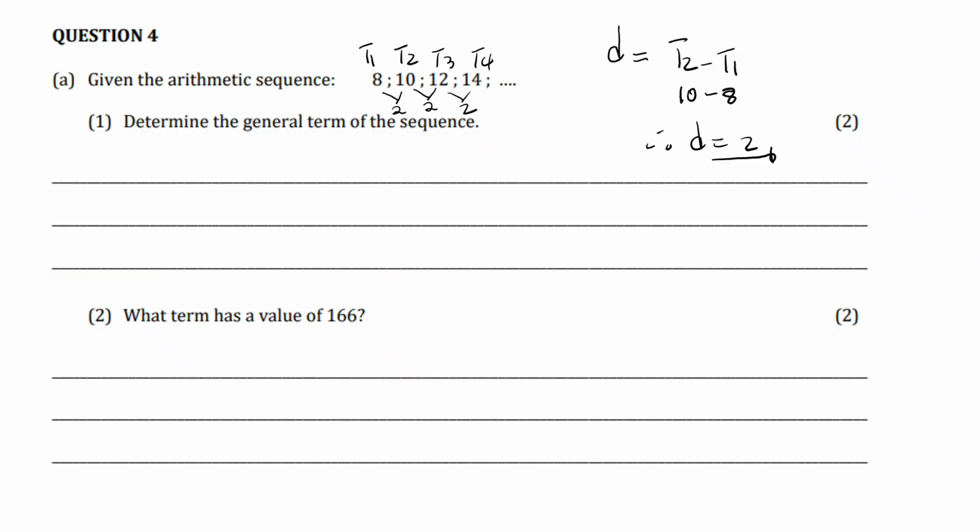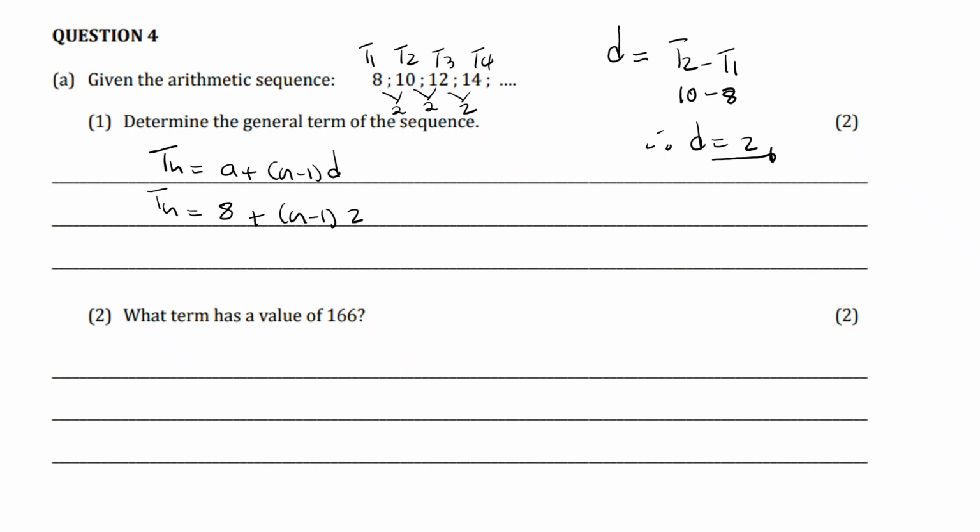The first question says determine the general term of the sequence, and we know that this is arithmetic, so it is in the form of Tn. The general formula that we need to use to find Tn is this one. We just have to substitute what we have. Tn is equal to a, which is the first term of the sequence, so this will be 8. Then we add n minus 1 times d, which is 2.